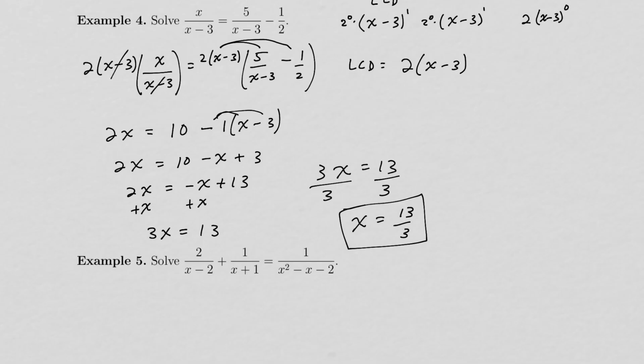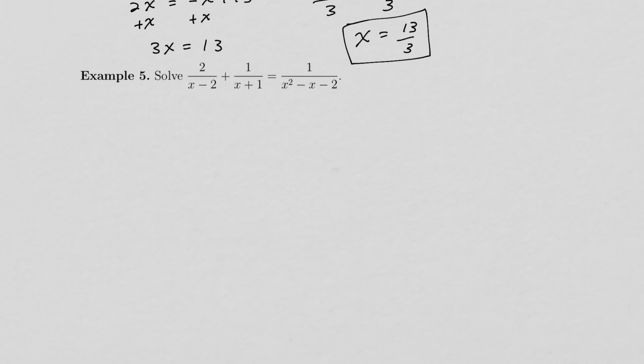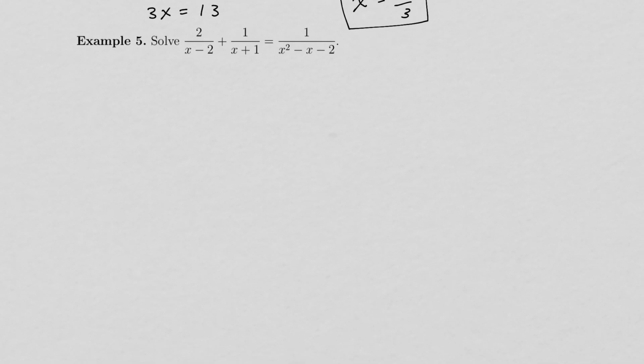Okay, and then let's do one more. This one, the LCD is going to be a little bit harder to find, but not too bad, right? So let's look at all of our factors. The first case, I just have x minus 2. I can't do anything else with it. In the second case, I have x plus 1.